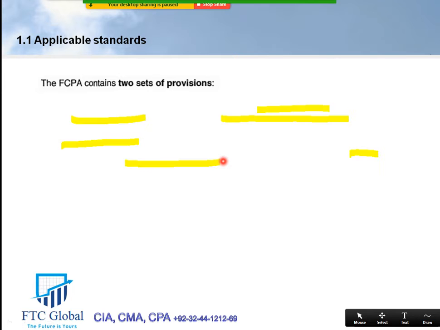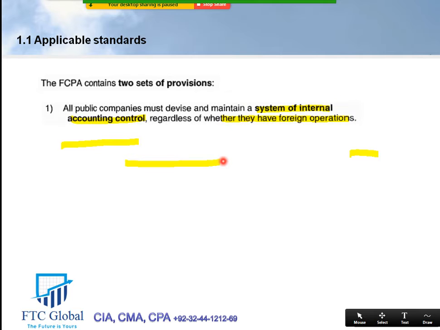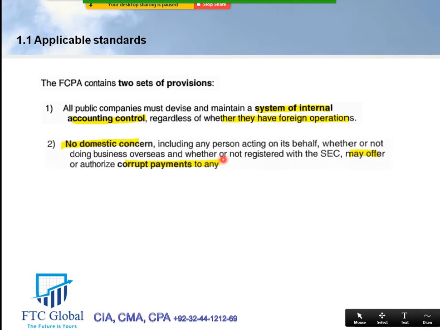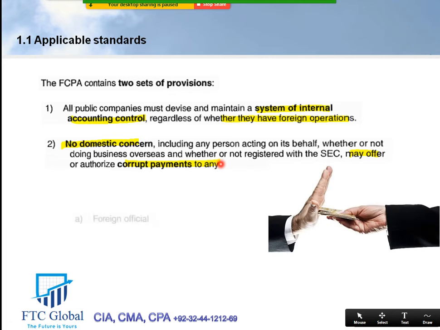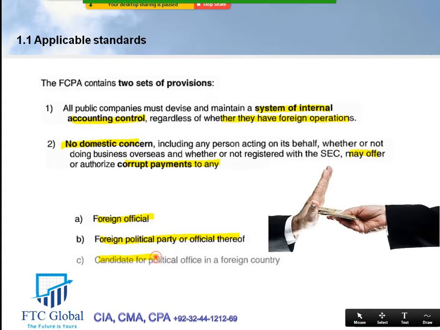Let us go over it again. This law passed in 1977 has two sets of provisions. The first is that all listed companies should have a system of internal control. The second set says that irrespective of whether it is a person or a company, whether it has foreign operations or not, whether it is registered or not, it should not make corrupt payments to three people. Number one, any foreign official. Two, any political party or its official. And third, any candidate of a political party in a foreign country.